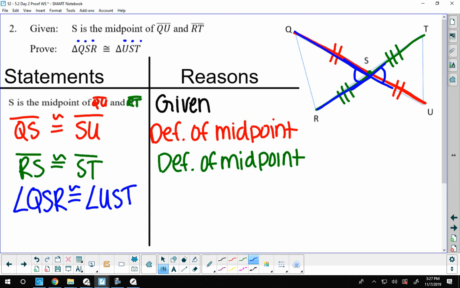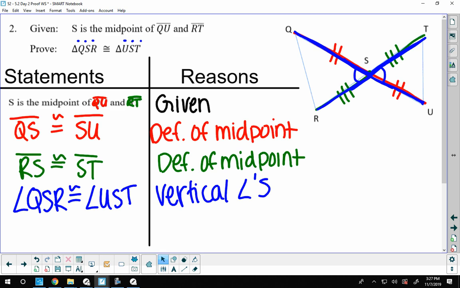And if you come over here, QSR is congruent to UST. And that'll be useful for what we get to later in chapter 5. And this was, we knew that they were congruent because they are vertical angles.